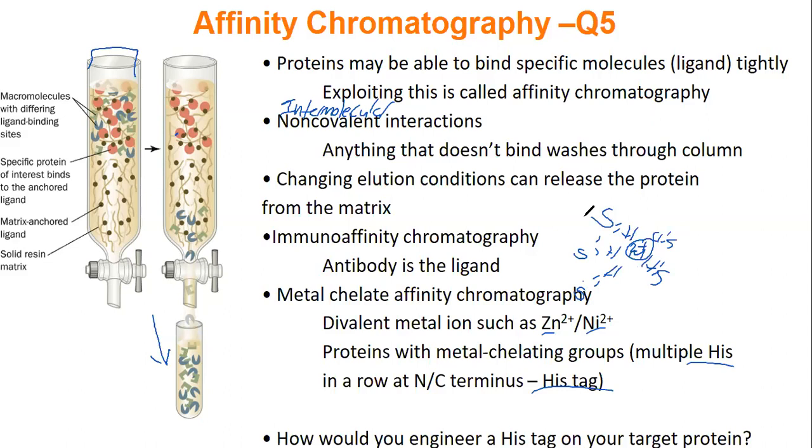So just a little review question here. How do I get 6 histidines onto a target protein for this to work? How do I ensure my protein just has like 6 histidines on it? What can I do using biochemistry to make sure that happens?